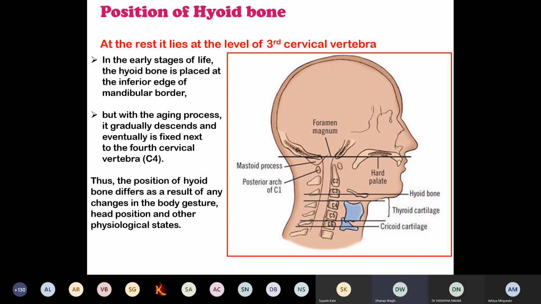Thus, we can say the position of the hyoid bone differs. It changes with body gesture, head position, and other physiological states. So remember that only in a rest position does it lie at the third cervical vertebra, but with a change in head position, it lies at a different position, also in other physiological states.